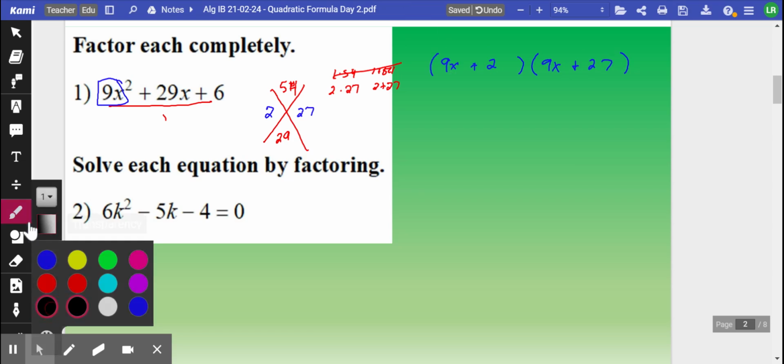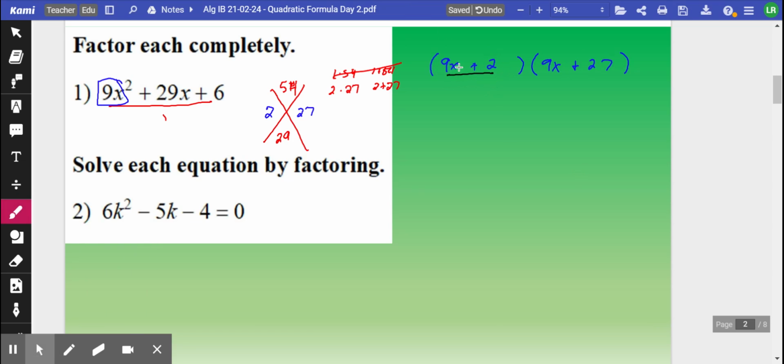Okay, put our wheels down so we can land the plane. Divide by 1. This one I can divide them both by 9. My wheels work out. 1 times 9 is 9. Okay, and I write my two factors. 9x plus 2 and x plus 3.